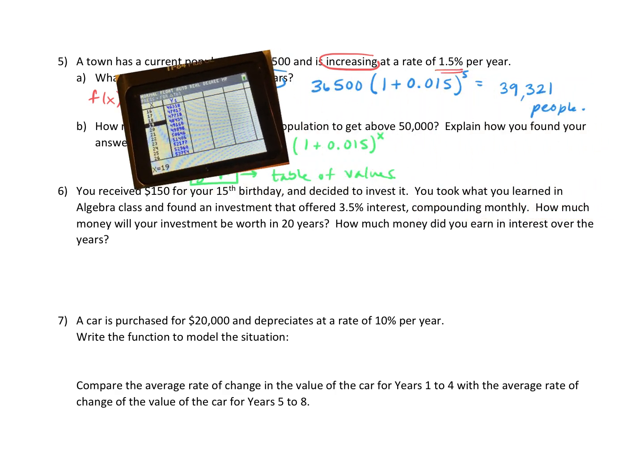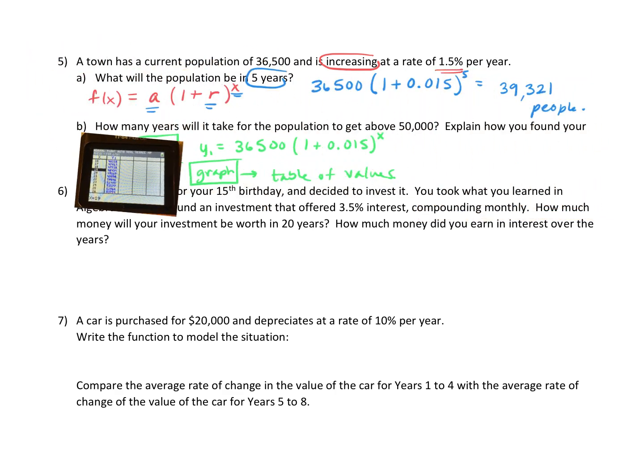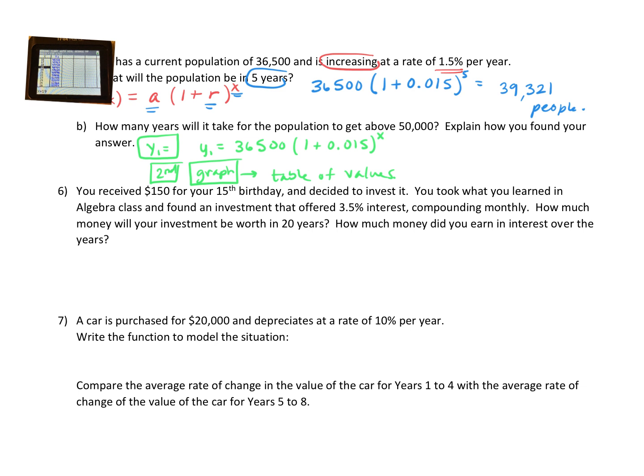We'll just set that table off on the side. See if it'll stay over there. Okay. So how many years will it take for the population to get above 50,000? 22 years. Explain how you found your answer. So you could write out in words how you looked at the table of values on your calculator and you looked for the year that had a population above 50,000.